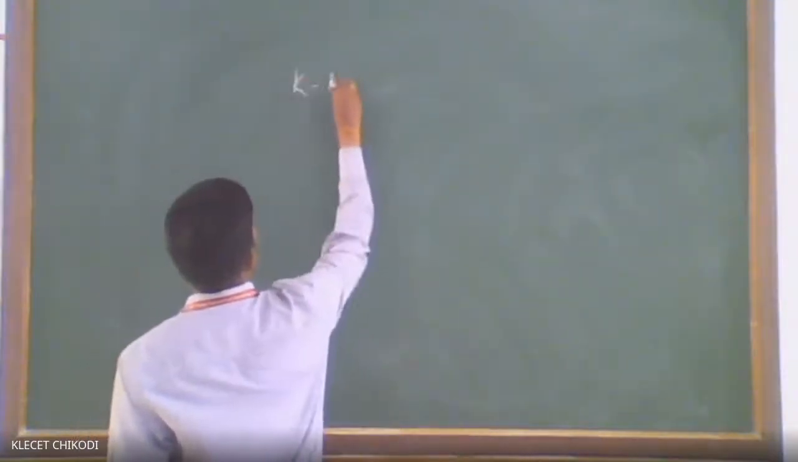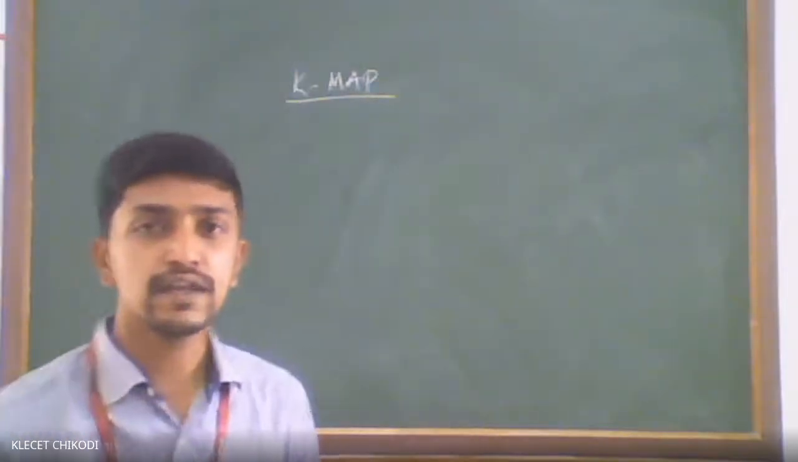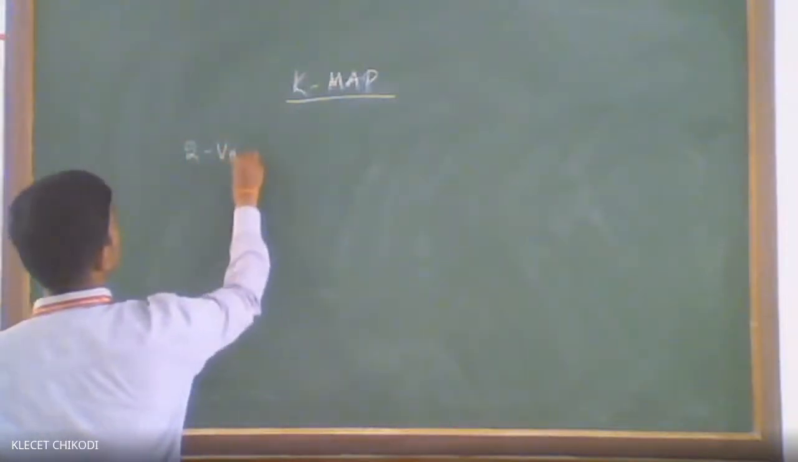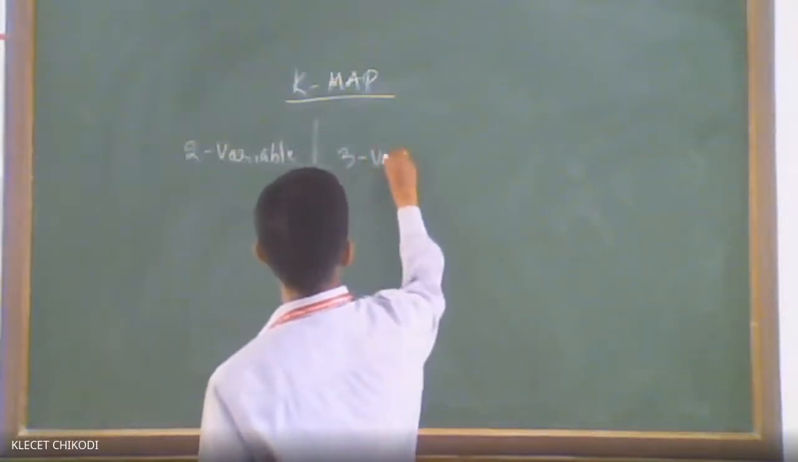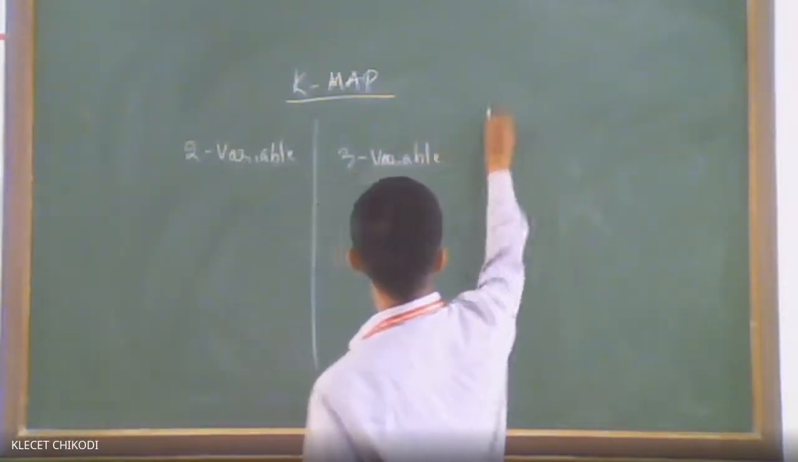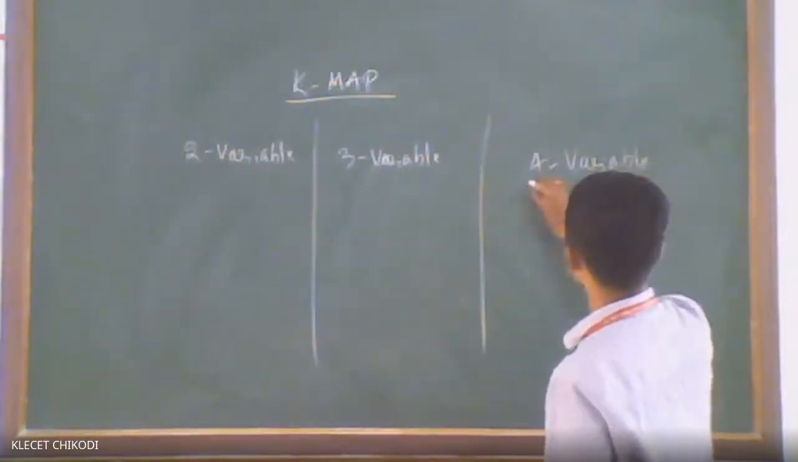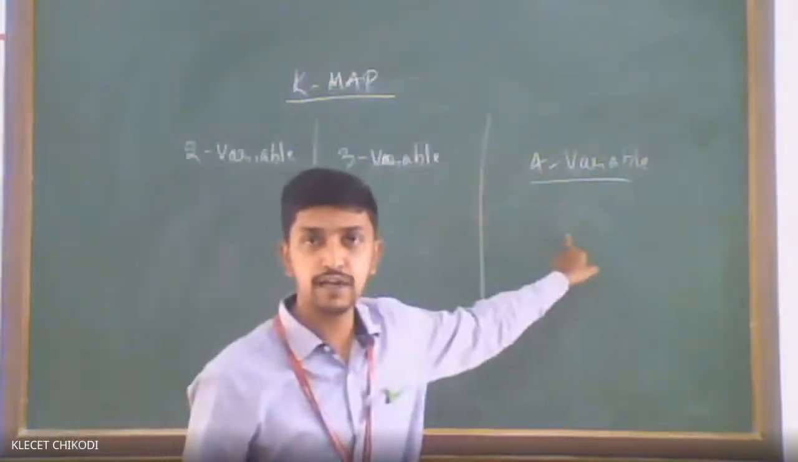Okay, fine. So in the previous class we have seen the K-map method. In the previous class we have seen the K-maps. So there are total 3 types of K-maps available: for 2 variable, for 3 variable, and for 4 variable. So for your syllabus we have 2 variable, 3 variable and 4 variable K-map.